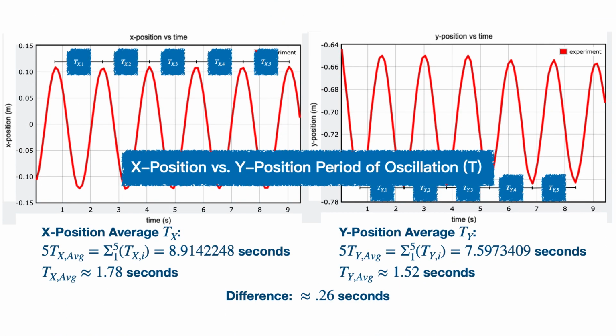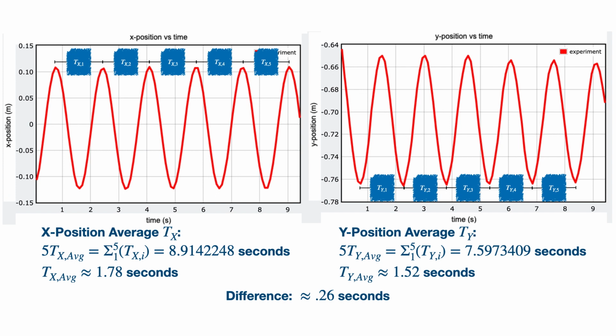The period of oscillation can be found by determining the time in between two crests or two troughs. The average period of oscillation for the observed x position of the mass is calculated on the bottom left by averaging the times in between the crests of the x position time graph. Similarly, the average period of oscillation for the observed y position of the mass is calculated on the bottom right by averaging the times in between the troughs of the y position time graph.